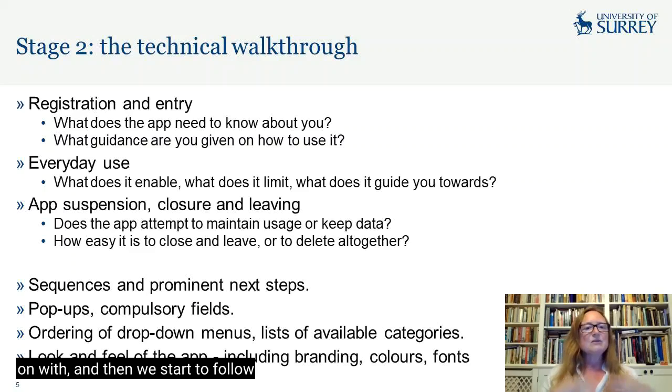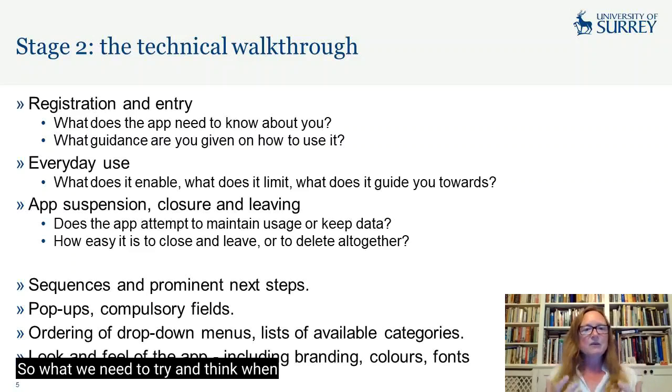And then we start to follow that up with everyday use. What does the everyday user actually do with the app? What's it guiding us towards? What is it limiting us from doing? And what we will start to find is that some activities, the preferred activities we could say, are really easy to do with an app, whereas the less preferred activities might be hidden in subsidiary screens, or they might be low down the list of drop-down options. We might have to search and seek for them.